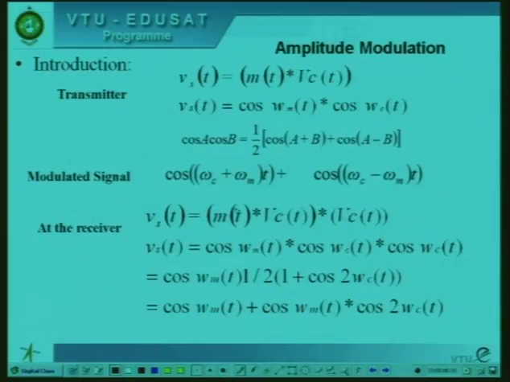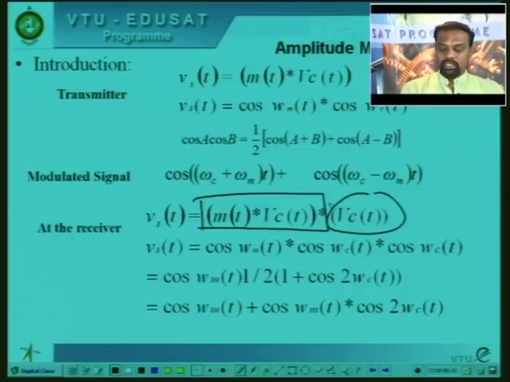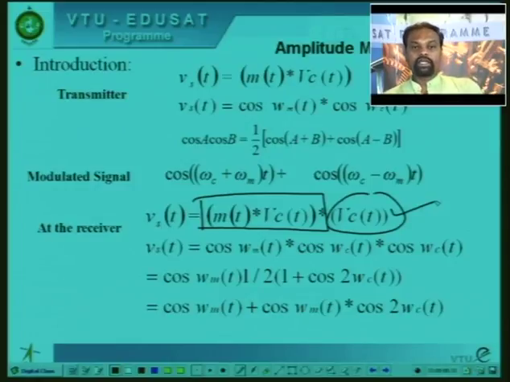At the receiver, the m of t signal that we transmit, m of t into Vc of t, which is the signal that has been modulated and transmitted, is further multiplied by another carrier, Vc of t. Assuming that the carrier Vc of t available at the receiver is equivalent to the one at the transmitter, substituting this, we find that Vs of t is equal to cos of omega mt, cos of omega ct, again cos of omega ct, which is equal to cos of omega mt into 1 by 2, 1 plus cos of 2 omega ct.